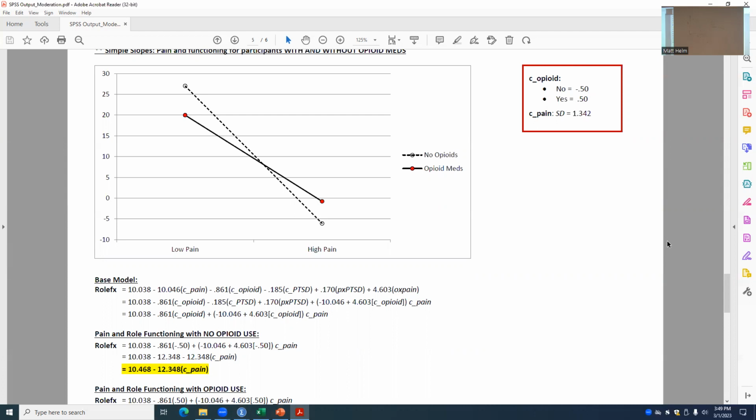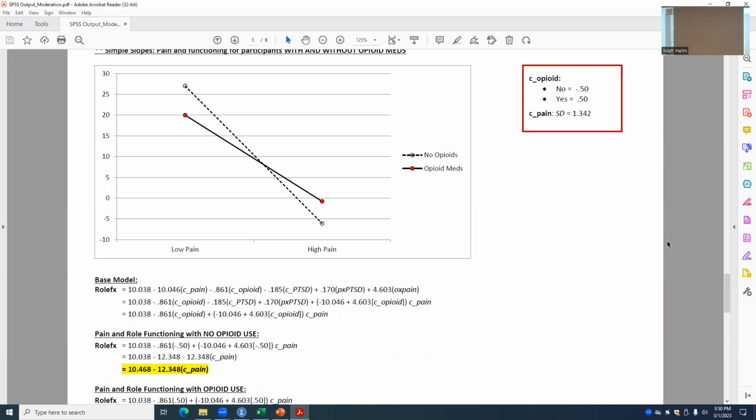Looking at this plot, does it look like we have an association between pain and role functioning for people who are and who aren't using opiates? So based on this plot, it's kind of eyeballing those slopes. Does it look like we have an effect? Yeah, it looks like we have an effect. Looks like it doesn't matter whether or not people are using opiates or not. It looks like there is a negative association between pain and role functioning, irrespective of opiate use.